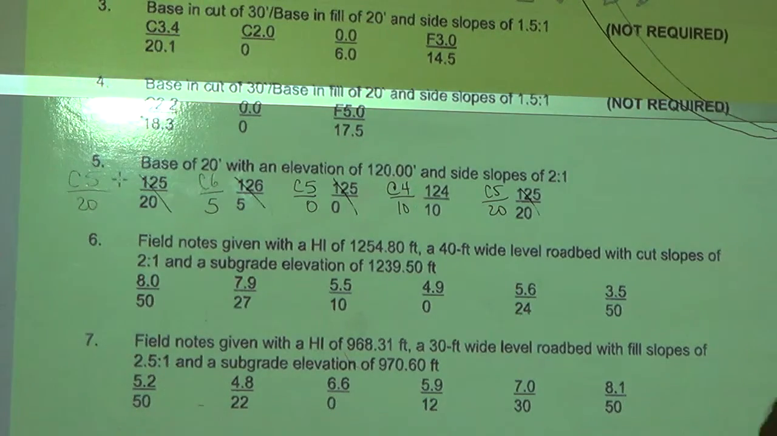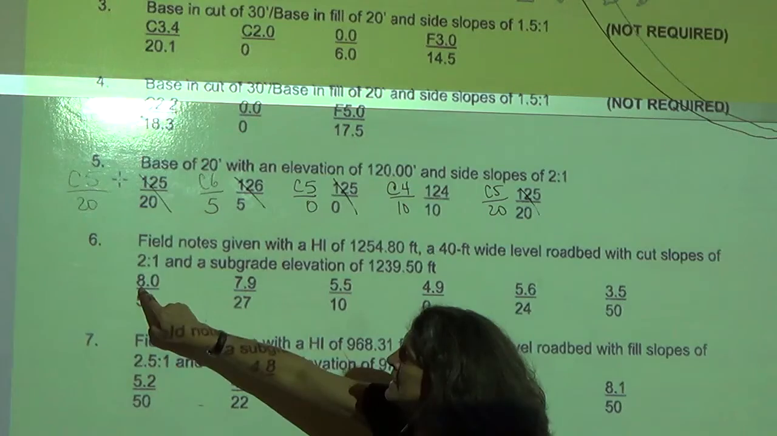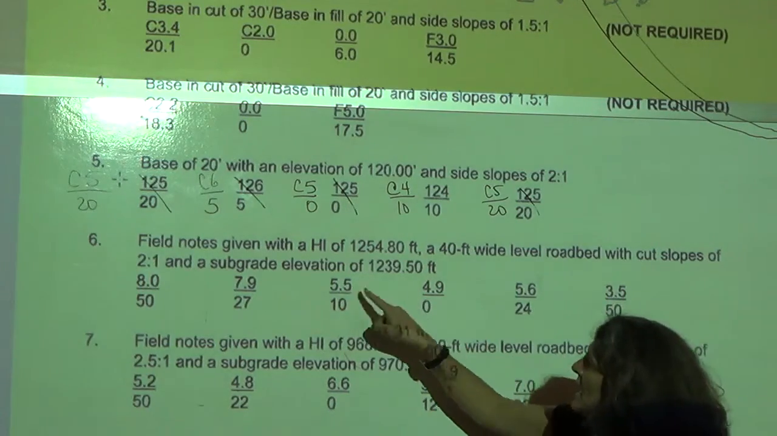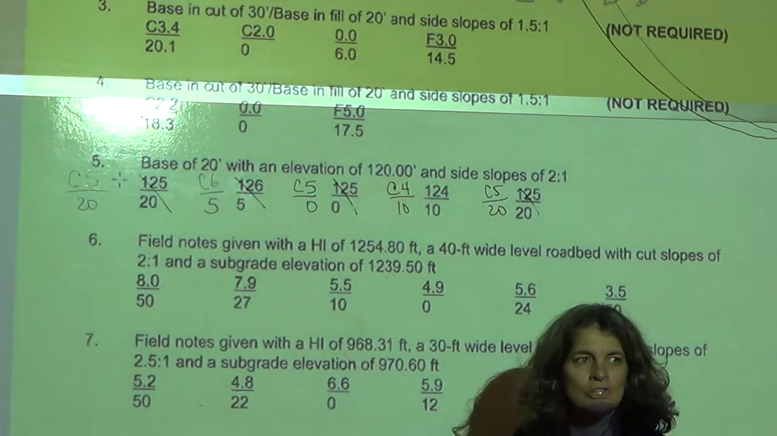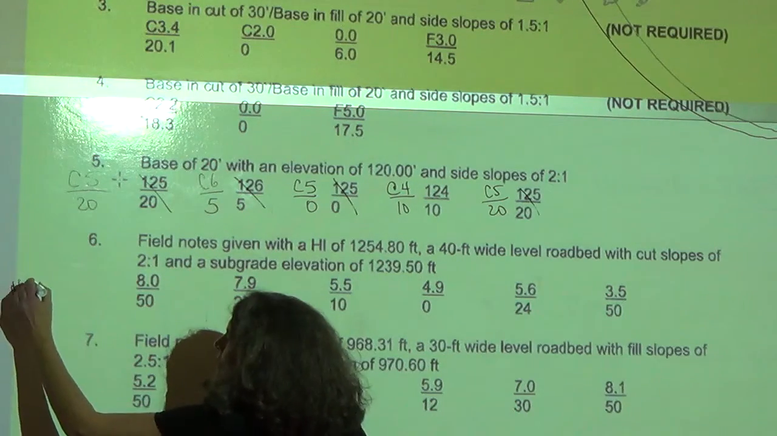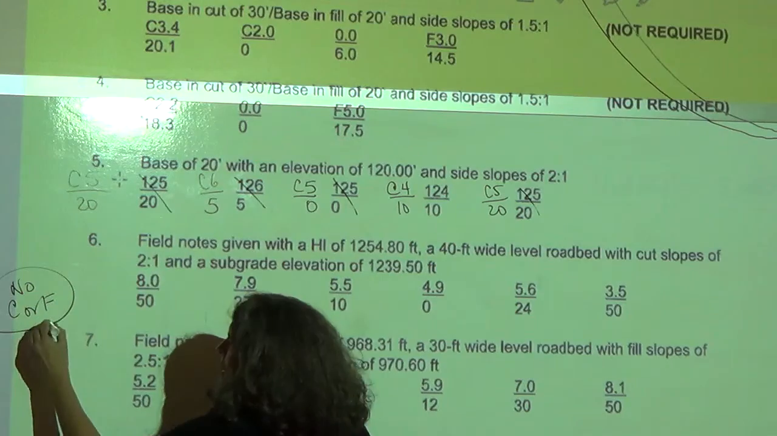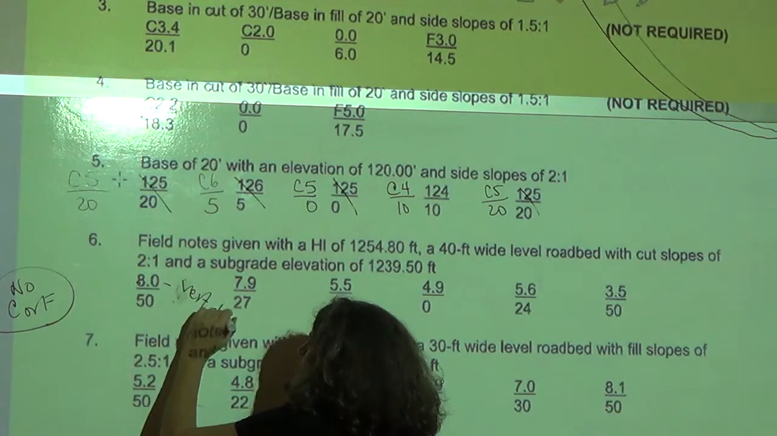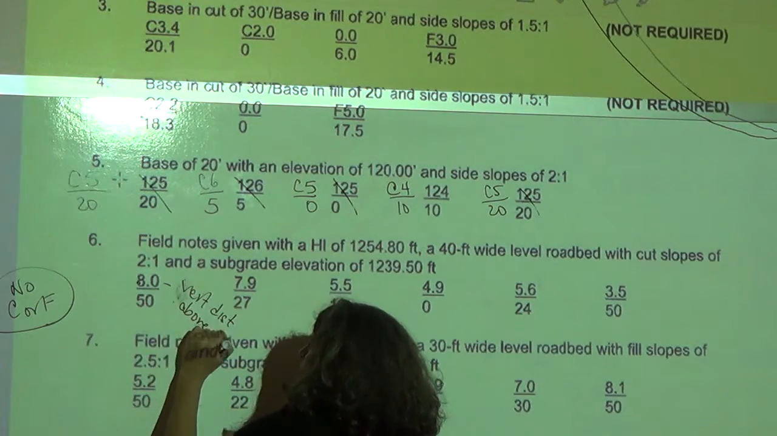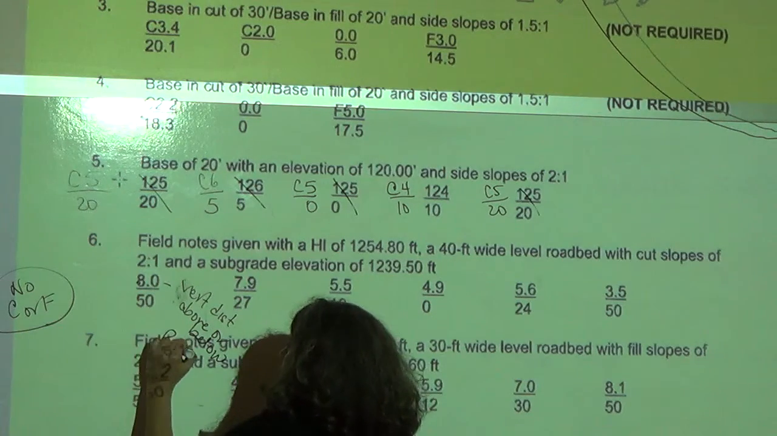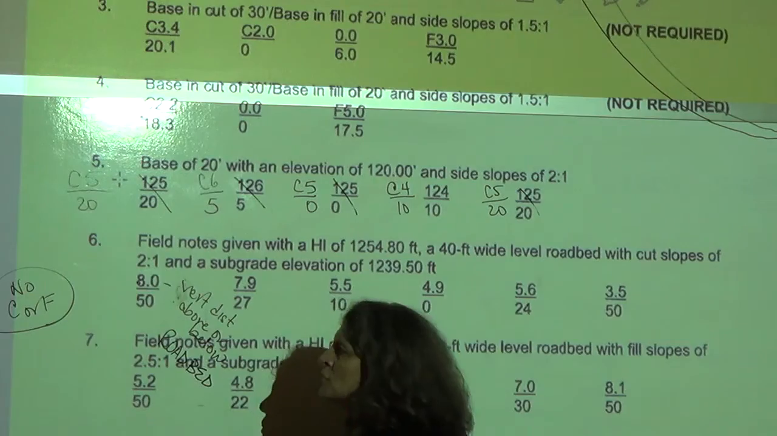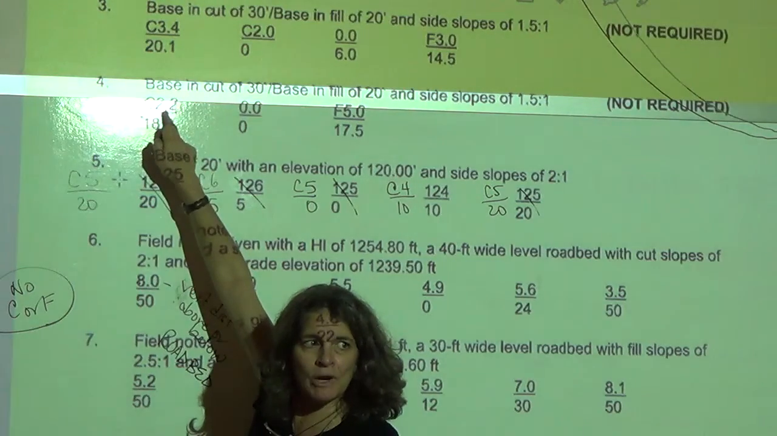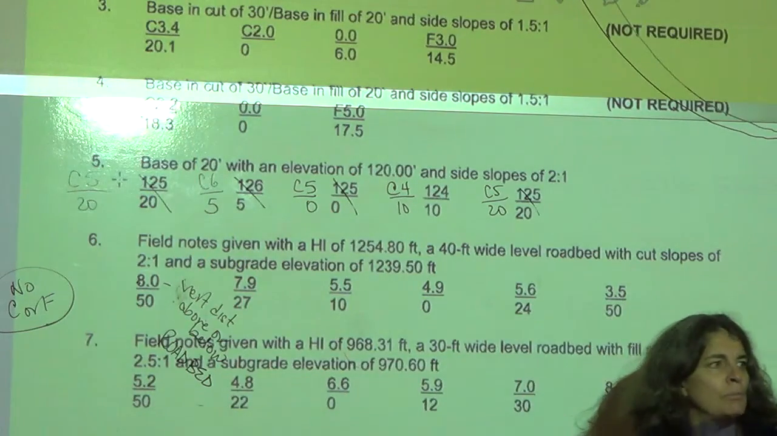Okay, let's read this one. Can these numbers realistically be cut or filled? Yeah, realistically they can, but what are they missing? There's no Cs or Fs. They're not giving you a C or an F, which means this is not the vertical distance above or below the roadbed. Because it is only when it's in standard notation that the numerator represents the value above or below the roadbed.